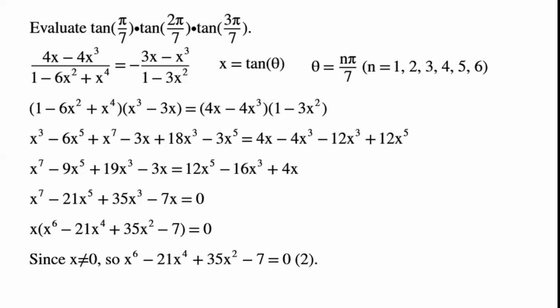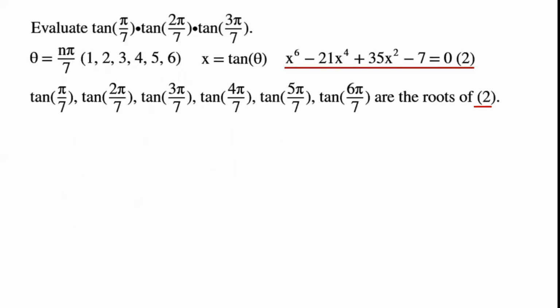Since x doesn't equal 0, so x to the power of 6 minus 21x to the power of 4 plus 35x squared minus 7 equals 0. Tan pi over 7, tan 2 pi over 7, tan 3 pi over 7, tan 4 pi over 7, tan 5 pi over 7, tan 6 pi over 7 are the roots of equation 2.